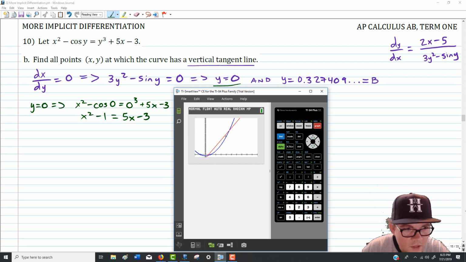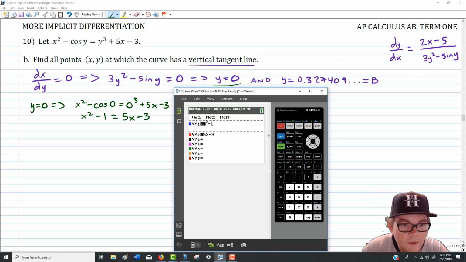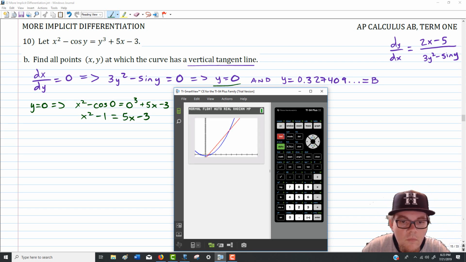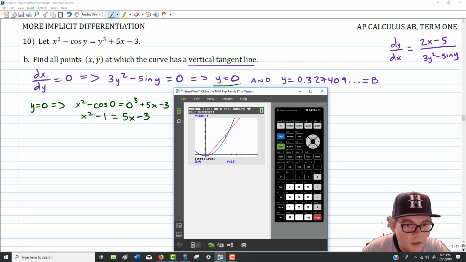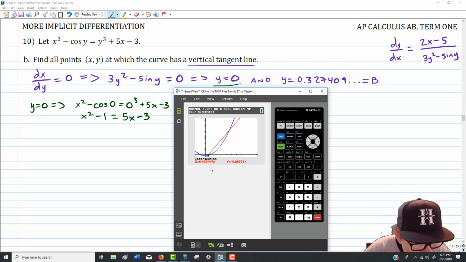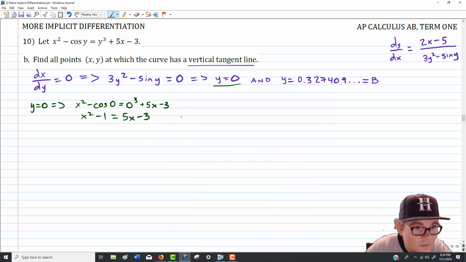Okay, so we need to find the intersections there. Keep in mind, since we got x value equations and we're looking for the x values, we want the actual x coordinate this time. So let's find them. Second calc, we're going to go to intersect. Yes, yes. And then let's guess the one down by 0. It says that intersection point is at x equals 0.438.